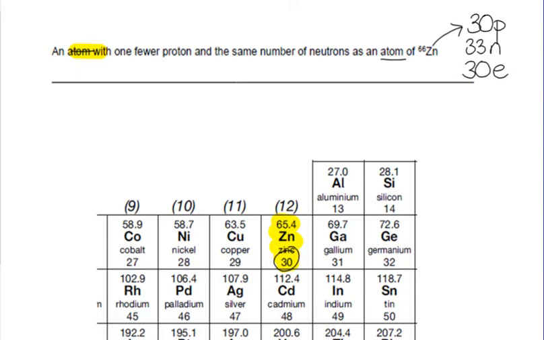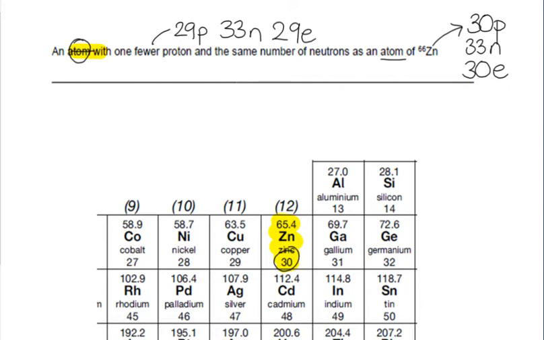Now our question says one fewer proton. So one fewer than 30 is 29 protons. The same number of neutrons, so the same as zinc. And it's an atom, so if it has 29 protons, it's going to have 29 electrons.